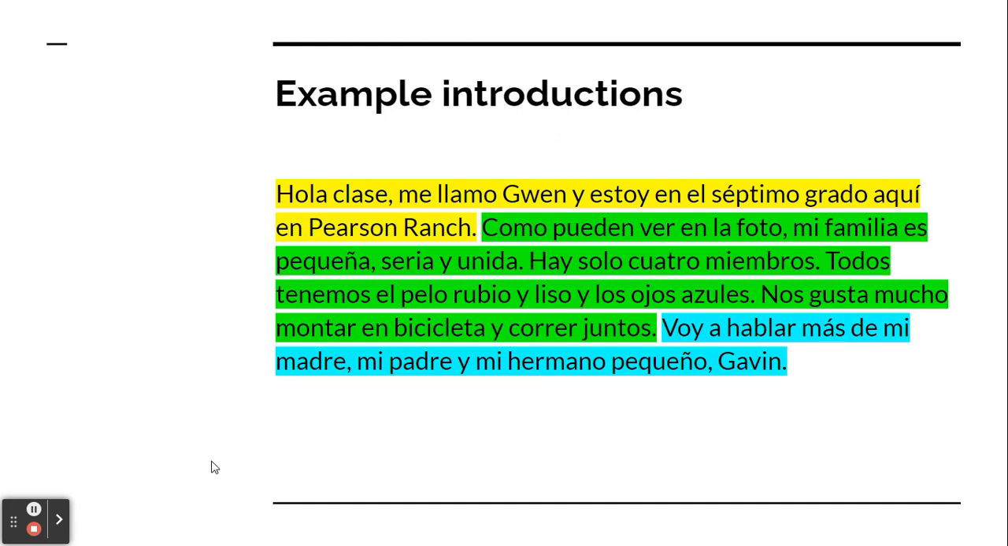Hola clase, me llamo Gwen y estoy en el 7º grado aquí en Pearson Ranch. Como pueden ver en la foto, as you can see in the picture, mi familia es pequeña, seria y unida. At this point, it'd be nice to have a picture in the background of your family that you can be pointing to different people. Hay solo 4 miembros, todos tenemos el pelo rubio y liso y los ojos azules. Nos gusta mucho montar en bicicleta y correr juntos. Voy a hablar más de mi madre, mi padre y mi hermano pequeño Gavin.